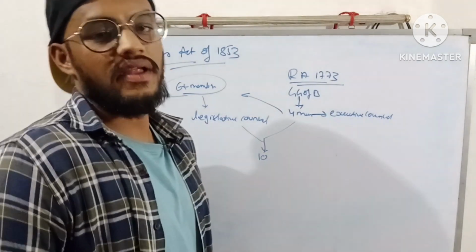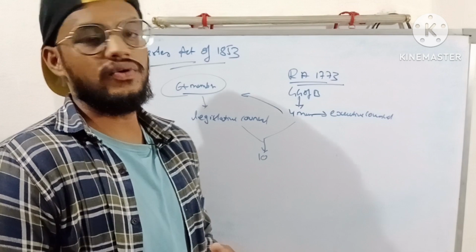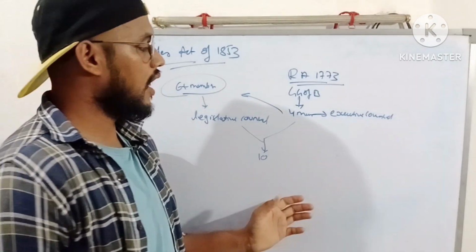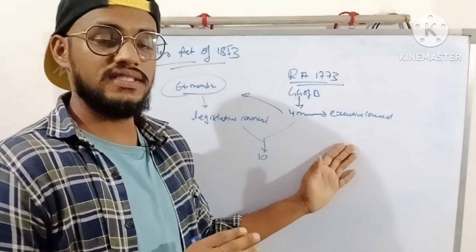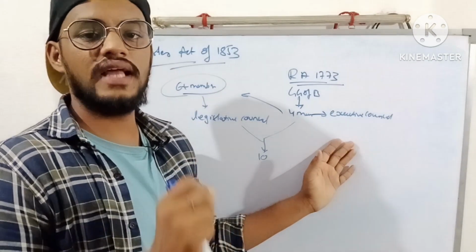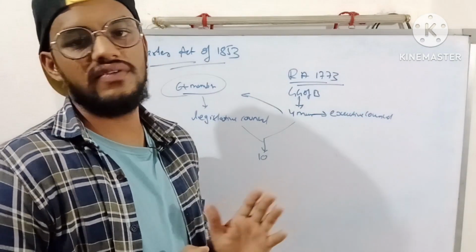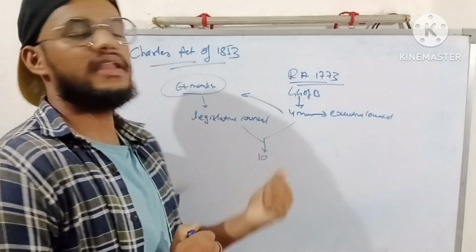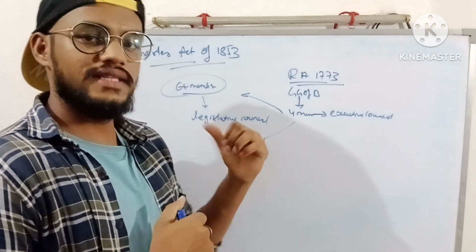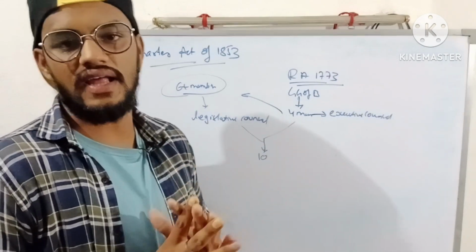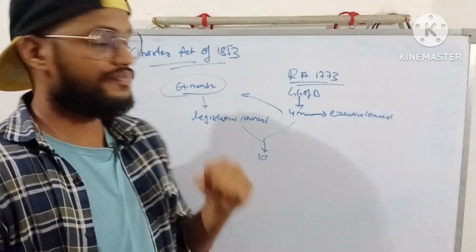So right now, in the present scenario, we have a total of 10 members, among which four members were the Executive Council, for which the provision has been made in Regulating Act of 1773, and the remaining six members were called as a Legislative Council. These members have been made in Charter Act of 1853.